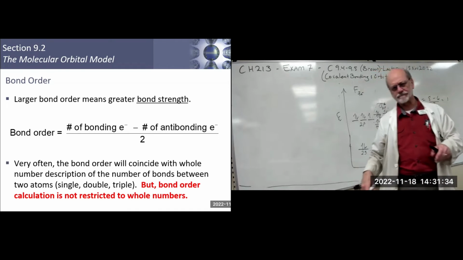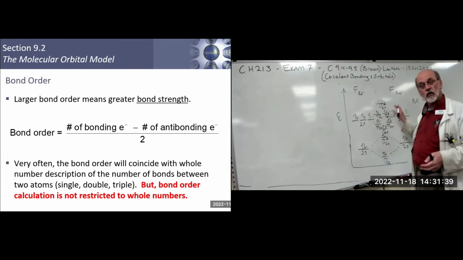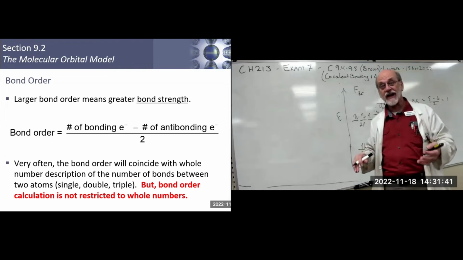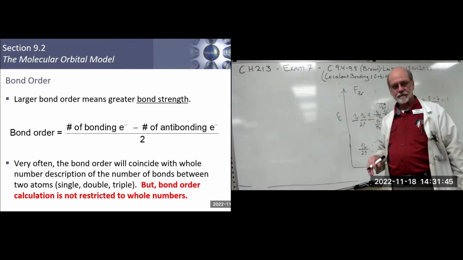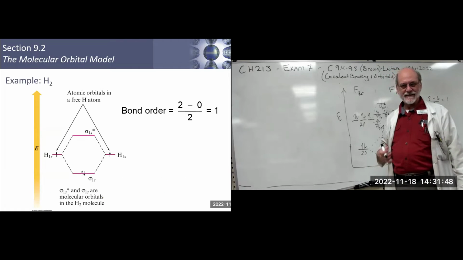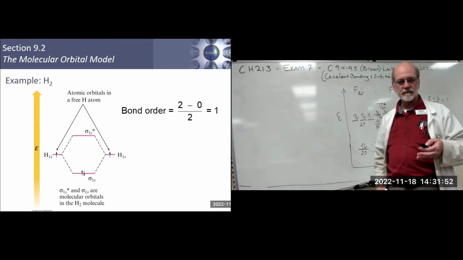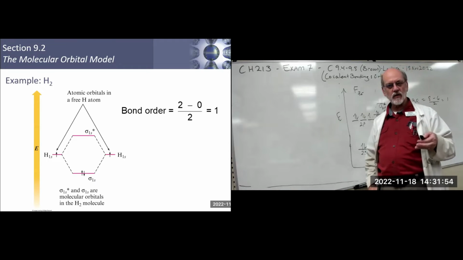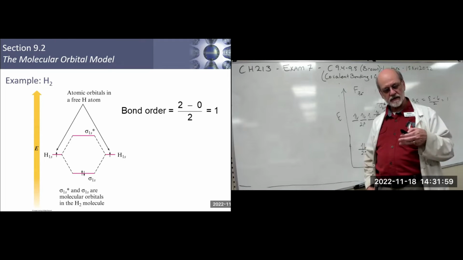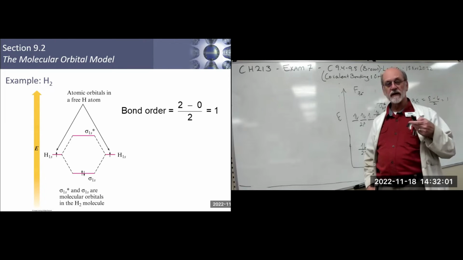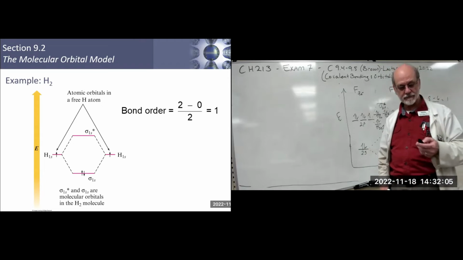The difference being, the calculation does not have to give us a whole number. It can give you a fraction. So here's the calculation for our dihydrogen molecule. It's simple. We have only bonding, so 2 minus 0 divided by 2 is 1. So we have a single bond with a bond order of 1 between the 2 hydrogens, and that's exactly what we see in the laboratory.